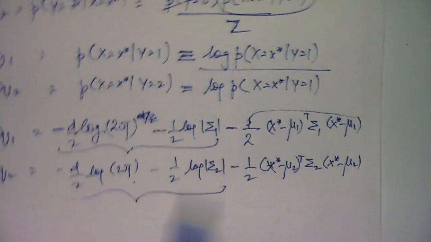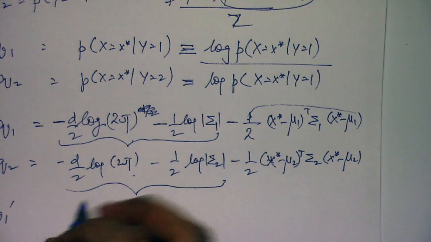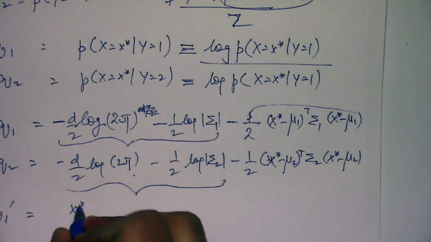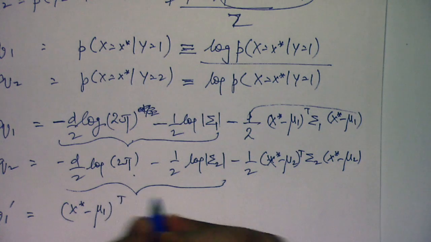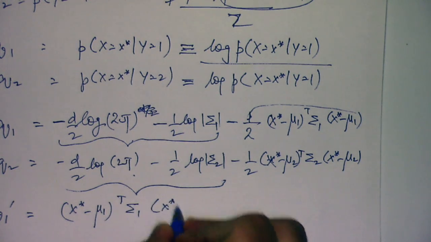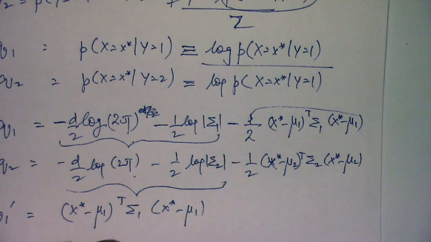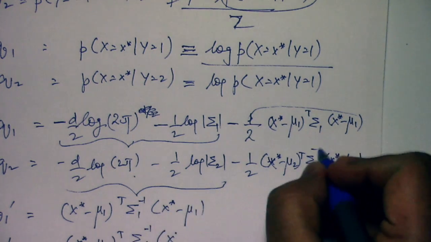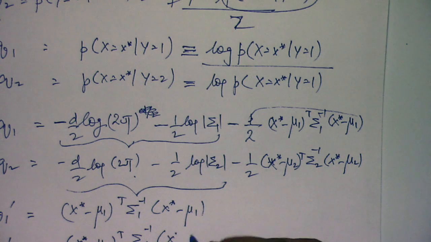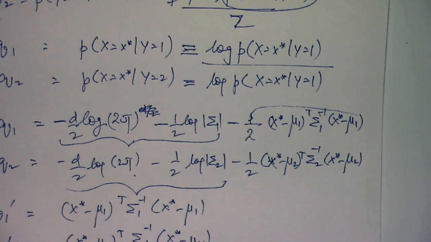So we'll just say that here we're looking at q1 prime, which is just (x star minus mu 1) transpose sigma 1 inverse (x star minus mu 1), and q2 prime, which is (x star minus mu 2) transpose sigma 2 inverse as well, right? Sorry, (x star minus mu 2). So these are the two things that we want to work with.